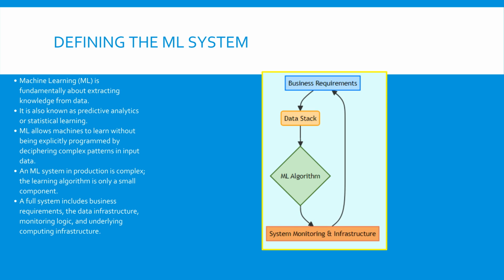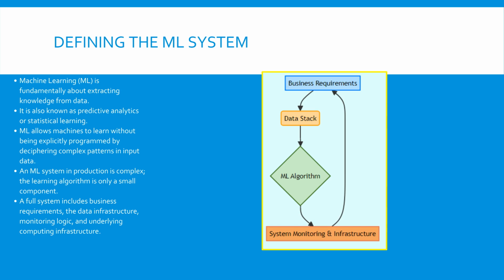needed to make decisions. It is important to know that a working ML system is complex. The actual learning algorithm is just one small piece. A full ML system also includes business goals, the data infrastructure, how we watch the model's performance, and the underlying computer systems that make it run. This holistic view is necessary for success. What have we learned? The important point is that ML systems are much more than just algorithms. They are intricate systems driven by data and business needs.